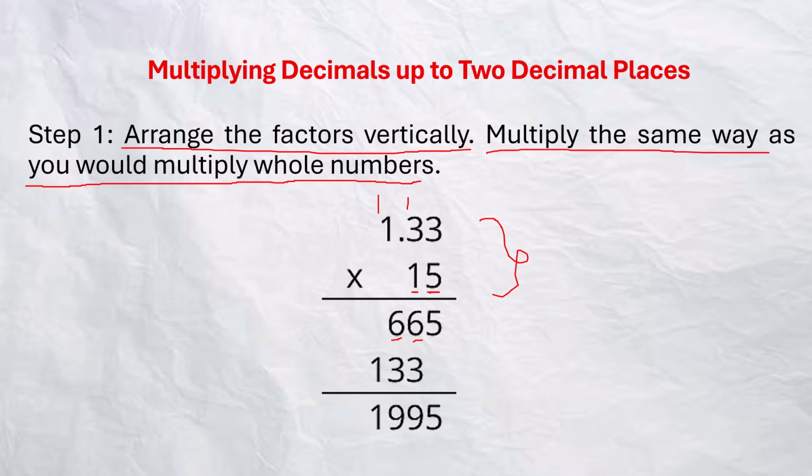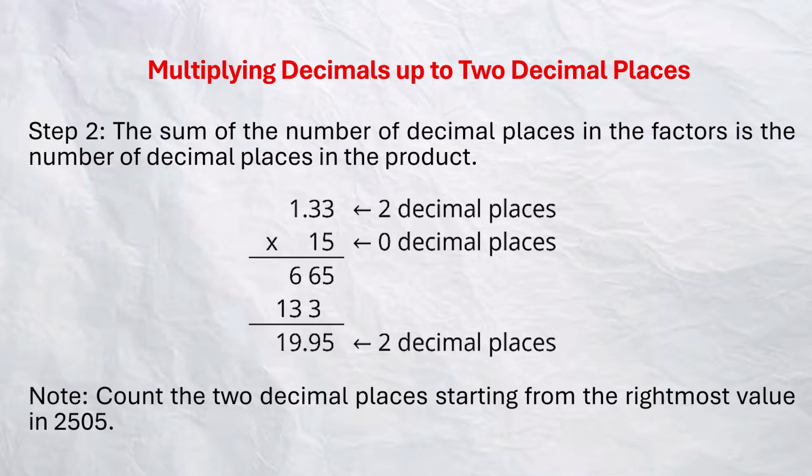Next, we have the next digit, which is the digit 1. We multiply to each digit at the top. So 1 times 3 is 3. 1 times 3 is 3. 1 times 1 is 1. After getting our partial product, we can now proceed to addition. So bring down the number 5. Then 6 plus 3 is 9. 6 plus 3 is 9. And then bring down 1. So we have 1,995.